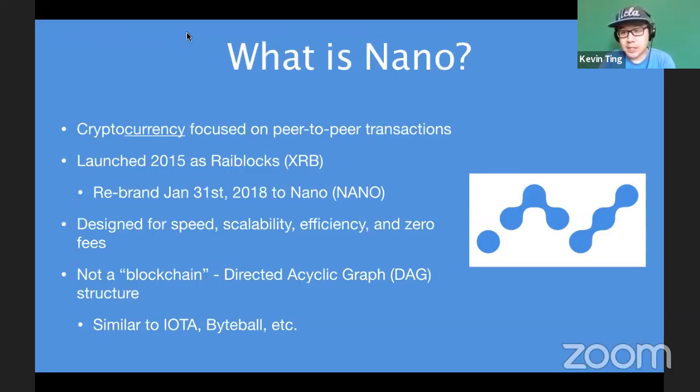And it's not a blockchain in the traditional sense. It's actually a directed acyclic graph structure, so it's in the same class or family of projects as IOTA, Byteball, and even Hashgraph.